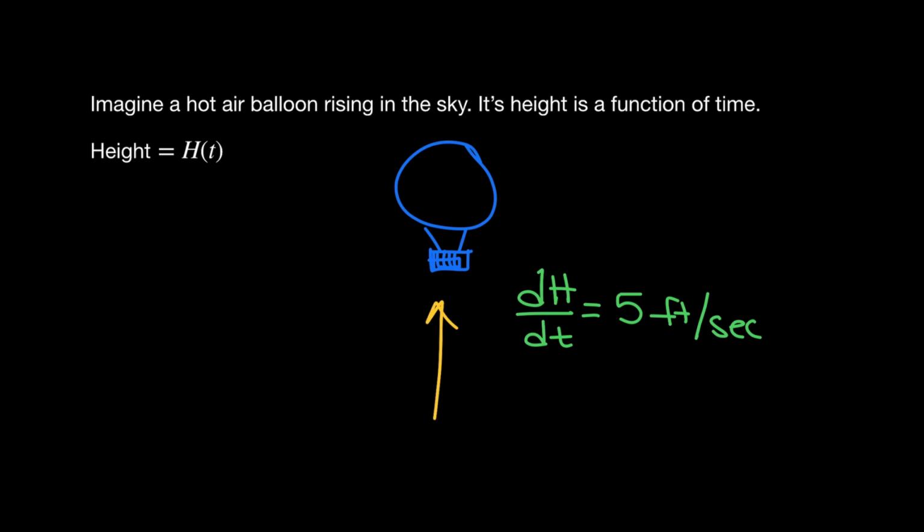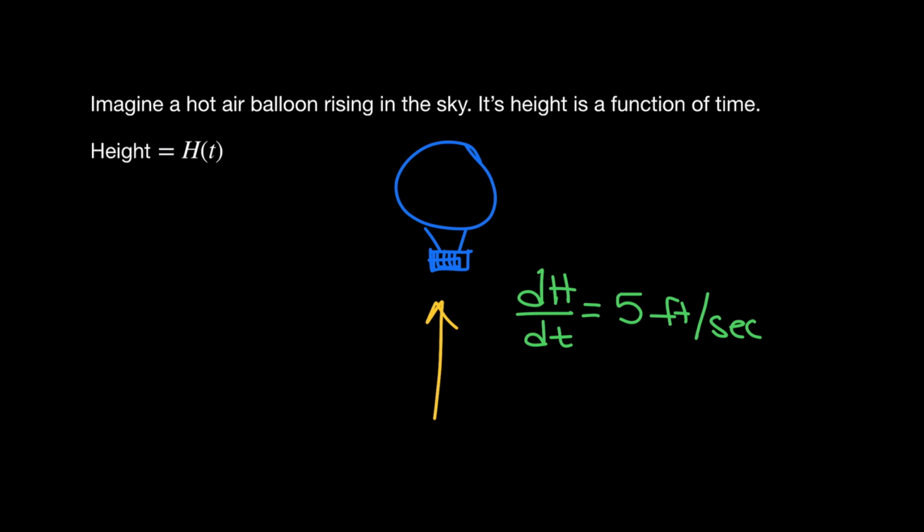This video is going to discuss the chain rule, which is really one of our most important derivative rules. The chain rule allows us to work with compositions of functions. I'm going to start by just giving you a physical example to try to explain where the chain rule is coming from. So imagine you have a hot air balloon rising in the sky.